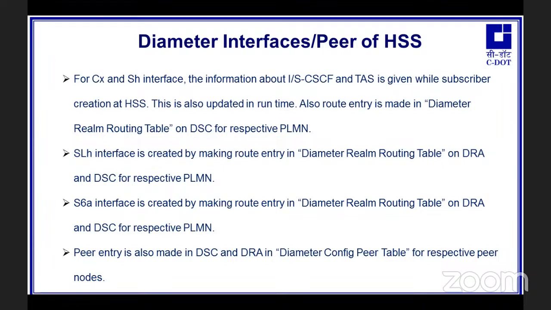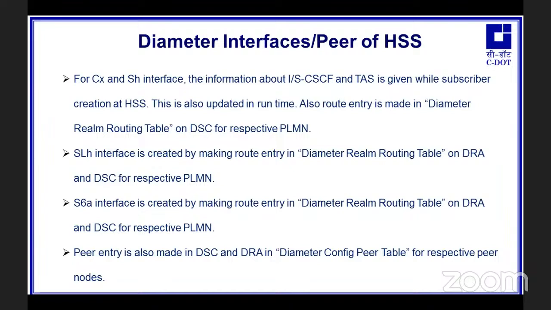As of now, we are using two Diameter nodes, one DRA and one DSC. The DSC is the external node which will be connected with the BSNL DRA. If there are multiple BSNL DRAs, multi-homing connectivity will be there. DSC will be connected to the BSNL DRA of a different zone in case of roaming. So all the communication over Diameter will come into the C-DOT network through the DSC nodes only. This has been written here.